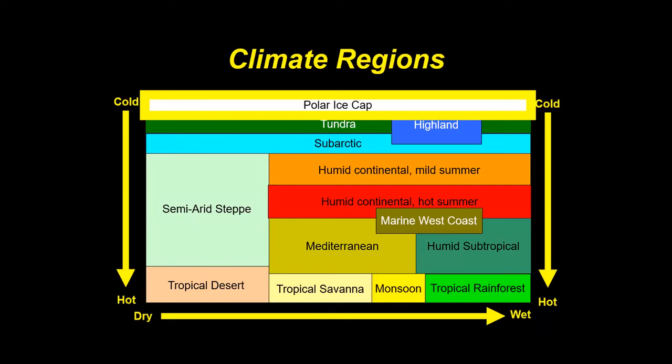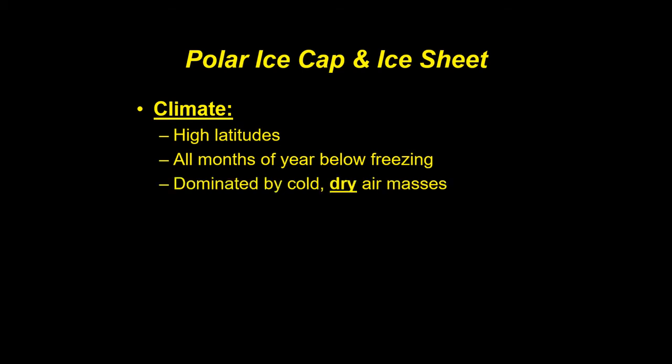Now we're going to talk about the coldest of all of our climate regions, the polar ice caps and ice sheets. In terms of climate characteristics, these are going to be found in our high latitudes, so our polar latitudes. So, of course, these are going to be places in which we're never going to have temperatures above freezing. These are going to be perpetual freezing, all months of the year below freezing.